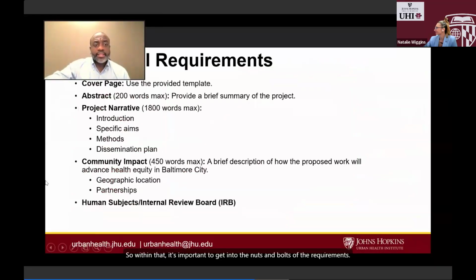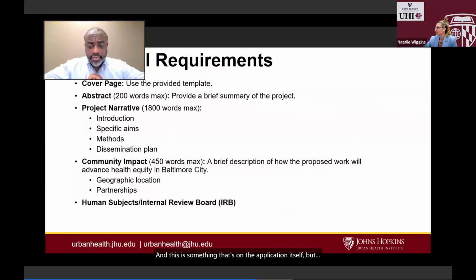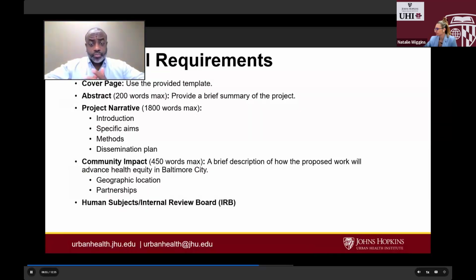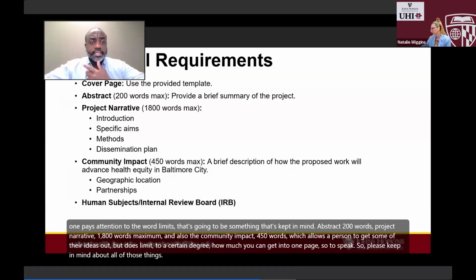So within that, it's important to get into the nuts and bolts of the requirements. And this is something that's on the application itself, but I would say it's really important to make sure that one pays attention to the word limits. That's going to be something that's kept in mind. Abstract 200 words, project narrative 1,800 words maximum, and also the community impact 450 words, which allows a person to get some of their ideas out, but does limit to a certain degree how much you can get into one page, so to speak. So please keep in mind about all of those things.